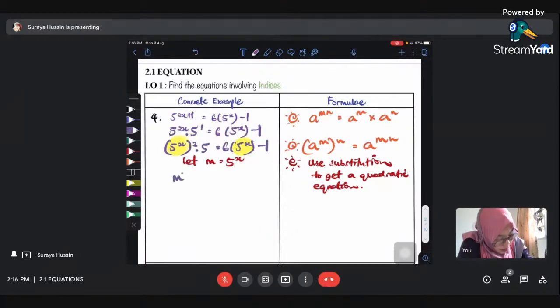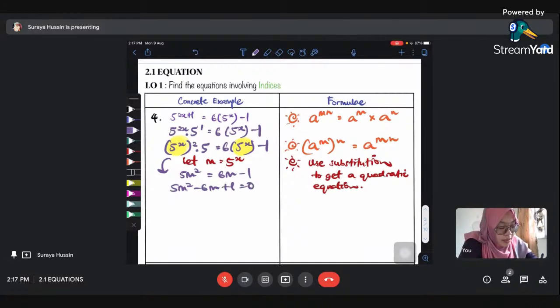So m squared, selesaikan ya dari sini. M squared times 5, you're gonna get 5 times 5 kan, so saya letaklah 5 di depan, boleh ke? So 5m squared is equals to 6m minus 1. Therefore 5m squared minus 6m plus 1 is equals to 0.